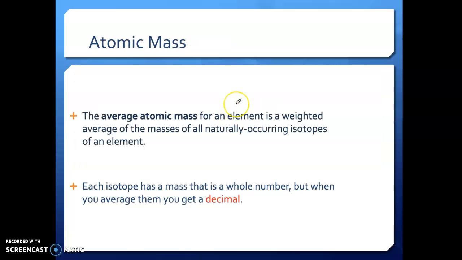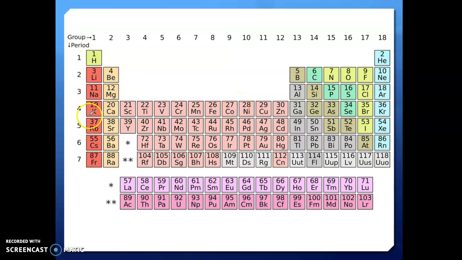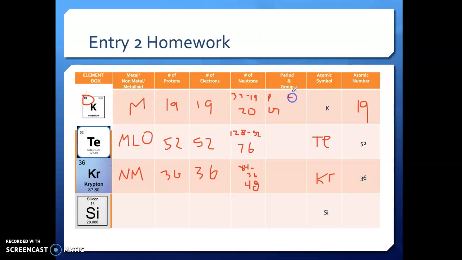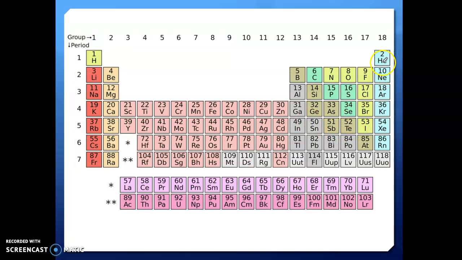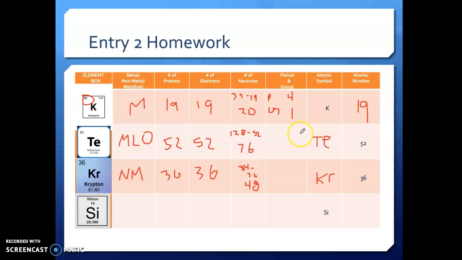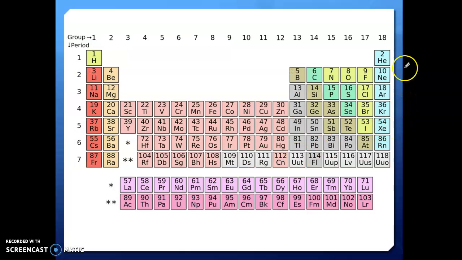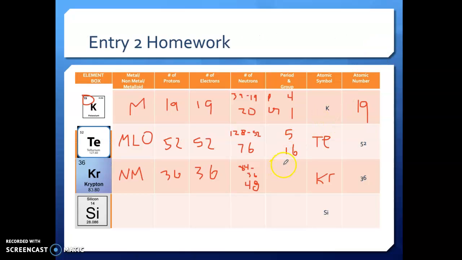Period and group, this is row and column, so I'll say P and G for all these. So for potassium, period is row 4, column 1, so it's period 4, group 1. Te over here is row 1, 2, 3, 4, 5. And notice right here I got groups, group 16. So 5 and 16. And krypton is row 1, 2, 3, 4, column 18. So it's period 4, group 18.